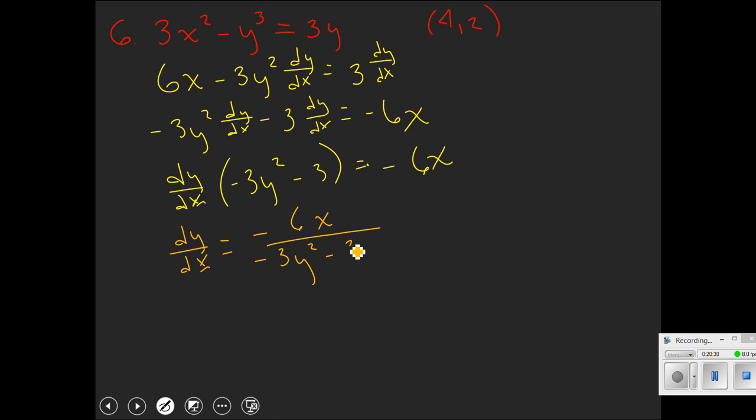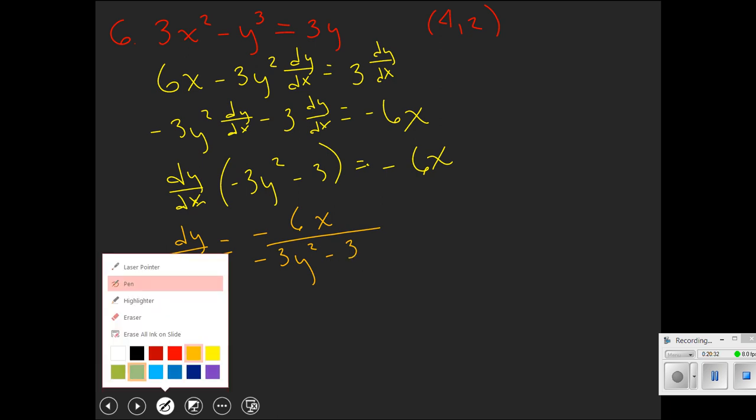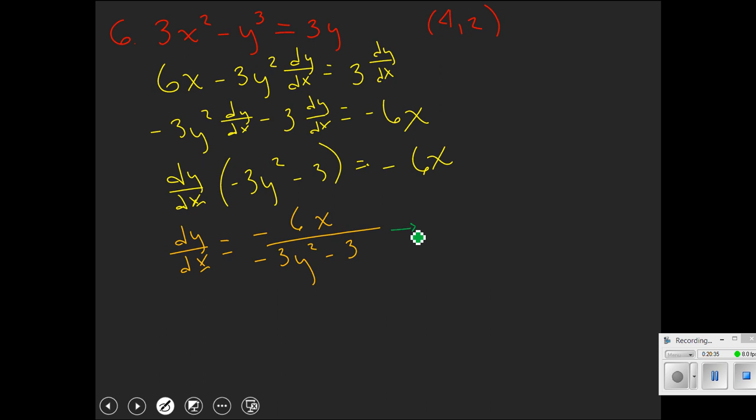I'm going to plug in the points that we have here, the (4, 2). So we have negative 6 times 4 over negative 3 times 2 squared, which is going to also be 4, minus 3, which is going to be negative 24 over negative 12 minus 3 is negative 15, which is going to simplify to positive 24 over 15. And then if you divide them both by 3, so 24 divided by 3 is 8, 15 divided by 3 is 5, so you get your answer of 8/5 for that one.